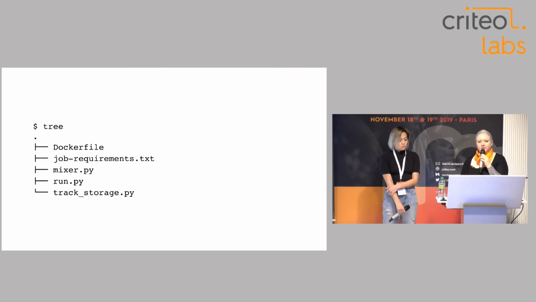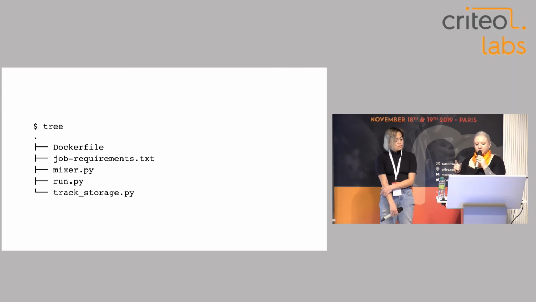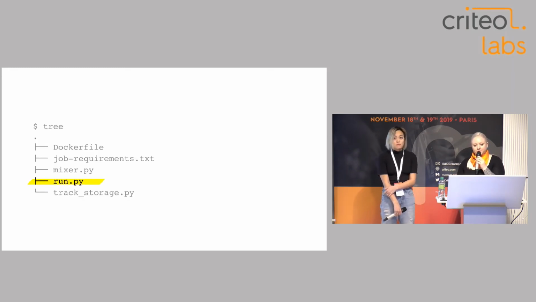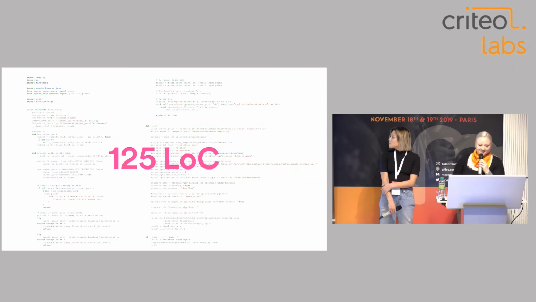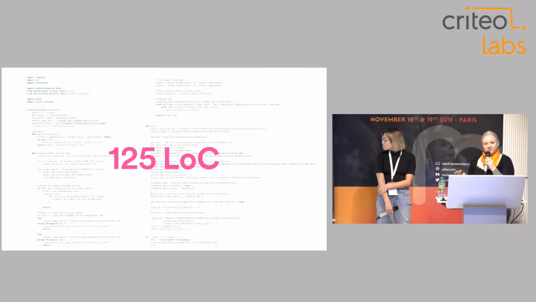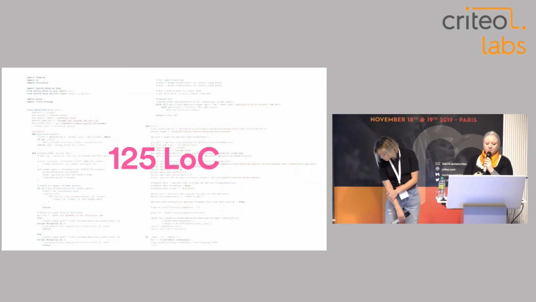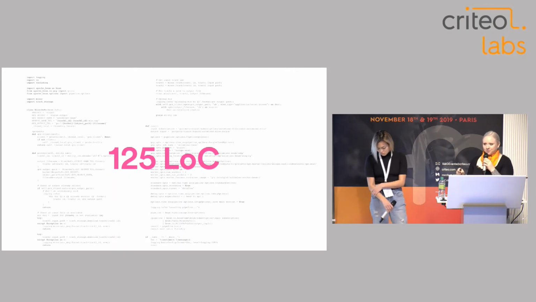Mixer.py and trackstorage.py contain the actual transform logic and helper tools. And then run.py sets up the pipeline for execution. And so if we take a look at run.py, it's actually a lot. You're not meant to be able to read this code. It's about 125 lines of code. And again, this is not actual mixer code.